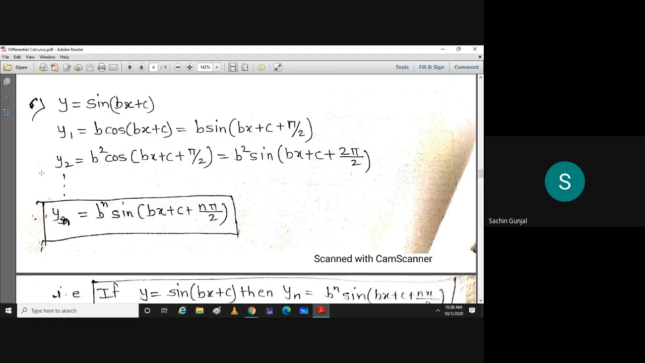What will be y3? Can you tell me? b cube into sine of (bx plus c plus 3 pi by 2). Okay. So in general, what is its nth derivative? b raised to n sine of (bx plus c plus n pi by 2). Please note it down. If you have any doubt, you can ask.